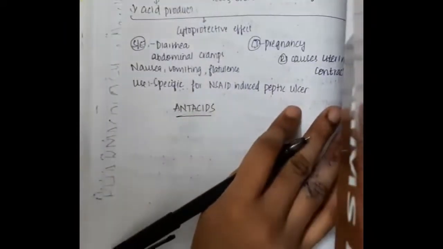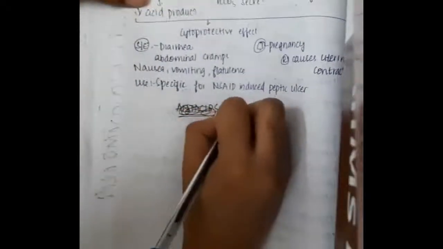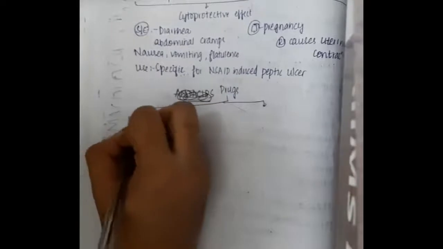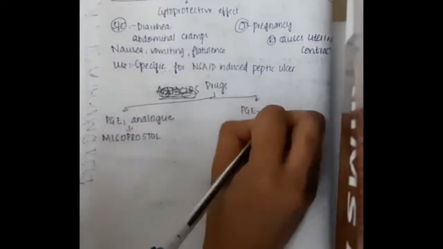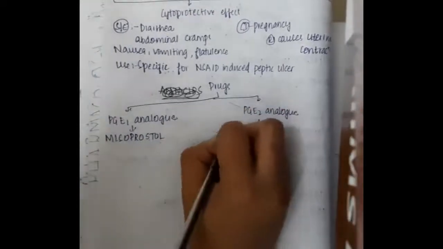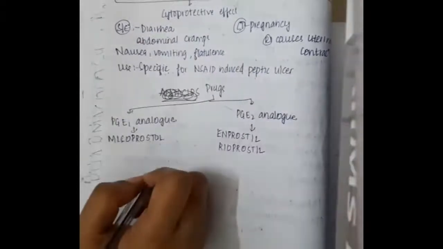The prostaglandin analog drugs are mainly of two types. One, we have PGE1 analogs: the PGE1 analog is misoprostol. Whereas the PGE2 analogs include enprostil and rioprostil.